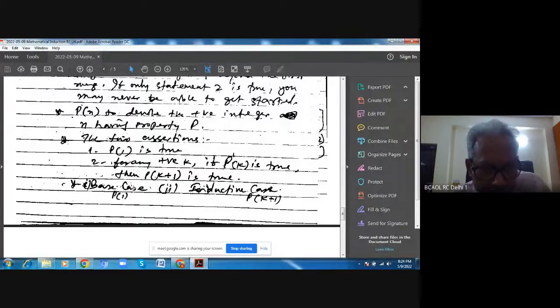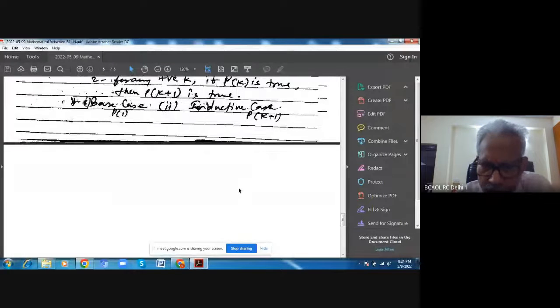It is a base case when I put 1, that is the base. And when we put k or k plus 1, that is the inductive case. That is P of k plus 1. So that's all the theory part.